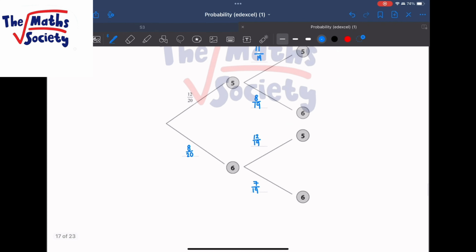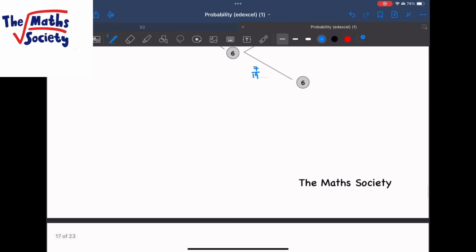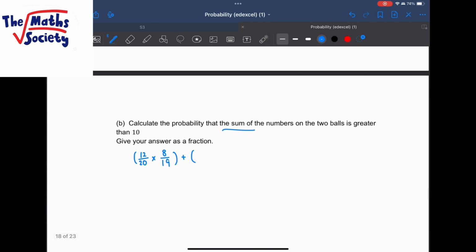So it will be 12 by 20 first, plus 5 multiply 6, so that's 8 by 19. Plus, and 6 would be 8 by 20 multiply 12 by 19. And it can be 6 and 6, which is 8 by 20 multiply 7 by 19. And then you should get a total of 62 by 95. And that is your probability.